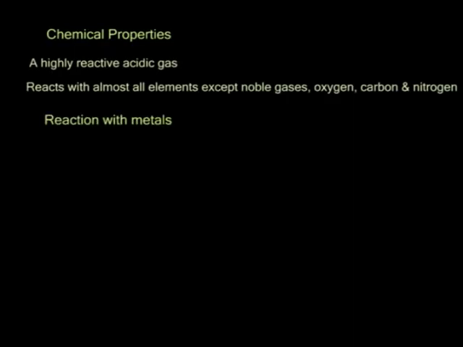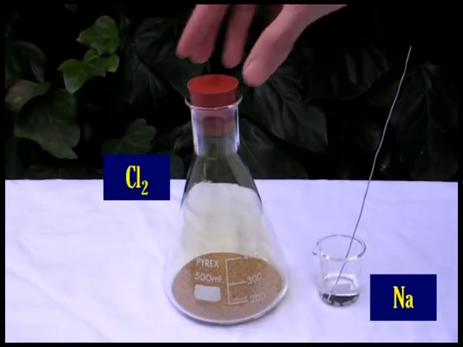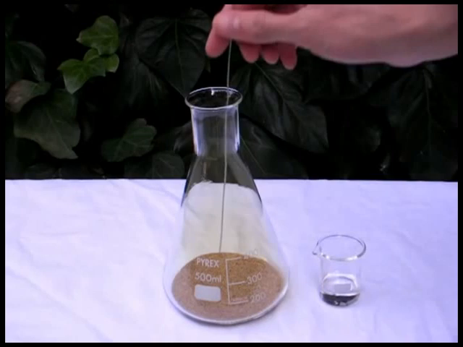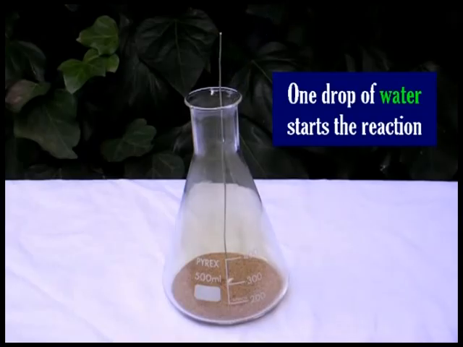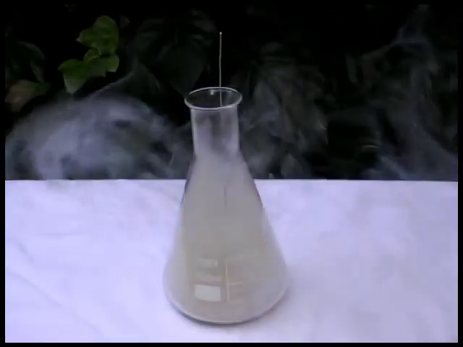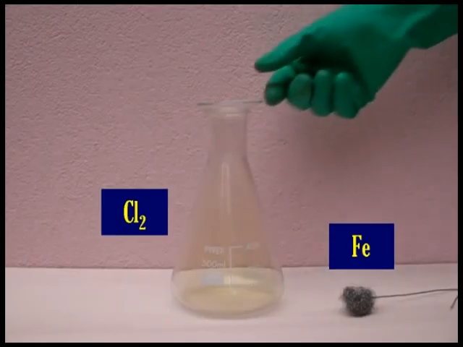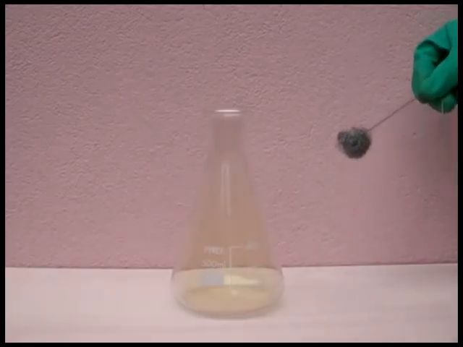Reaction with metals. Chlorine reacts with most metals when heated to form metal chlorides. A heated sodium explodes into red-brown fumes in a flask containing chlorine to form sodium chloride. When heated magnesium is used, magnesium chloride is formed. When a heated iron wool is inserted in a jar containing chlorine, it burns with brown fumes to form iron 3 chloride.